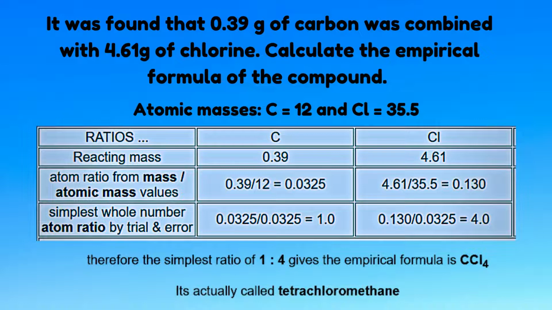There you get some decimal values. So the next step is to make them whole numbers. For that, first divide by the least number among those, which is 0.0325. So divide both the decimals by 0.0325 in order to get the whole numbers. Here you get the whole number ratio as 1:4. So carbon is 1 and chlorine is 4. Thus you get the empirical formula as CCl4. It's actually called tetrachloromethane.